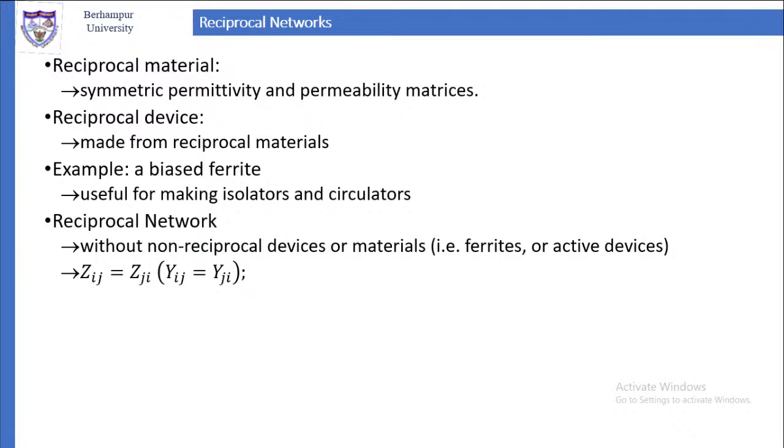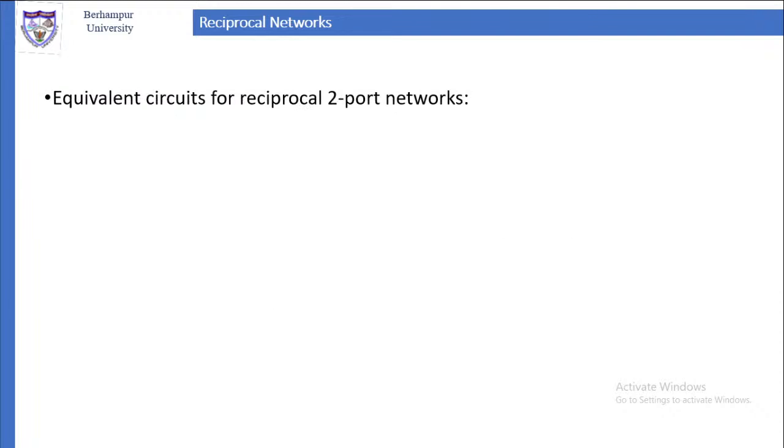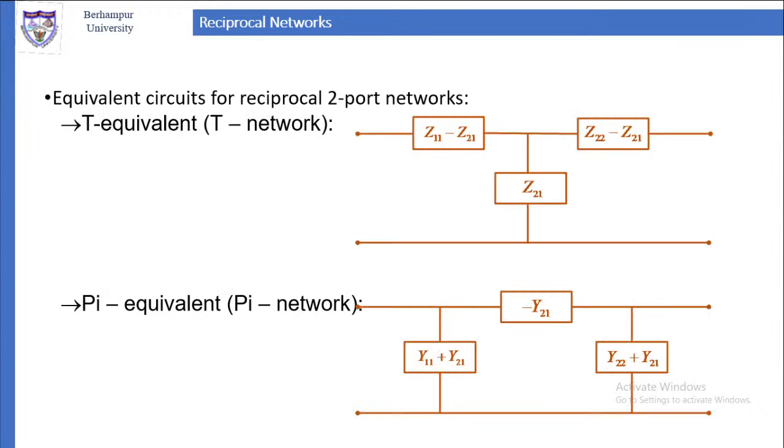Now, what is the non-reciprocal device or material? Material is ferrite. Device is active device like transistors. Those are all non-reciprocal. In a reciprocal network, Zij is equal to Zji, or Yij is equal to Yji. Z and Y matrix, they are symmetric matrix. And these are equivalent circuits for reciprocal two-port network. Let us consider what is the equivalent circuit.